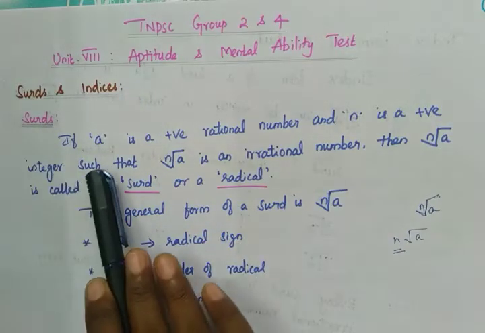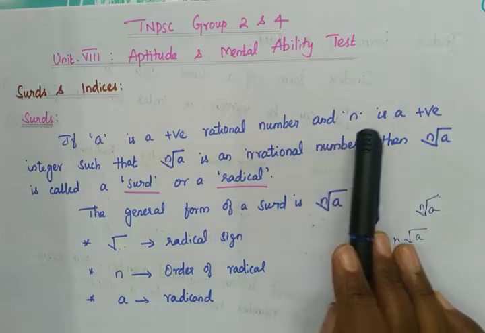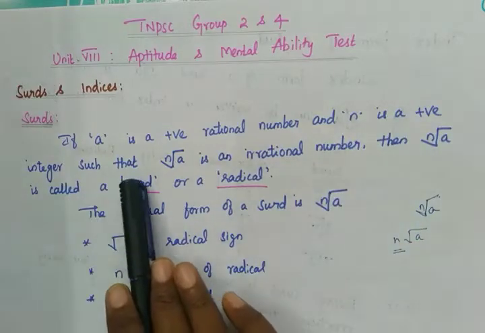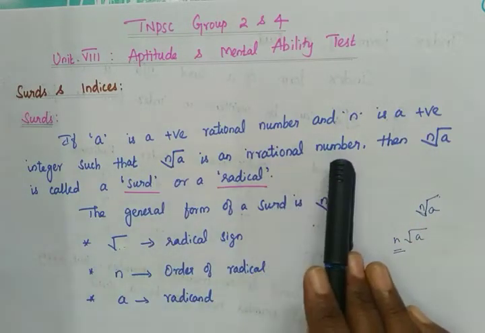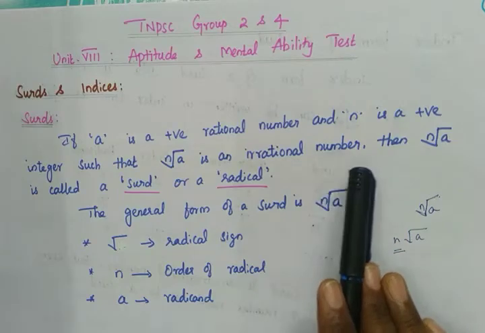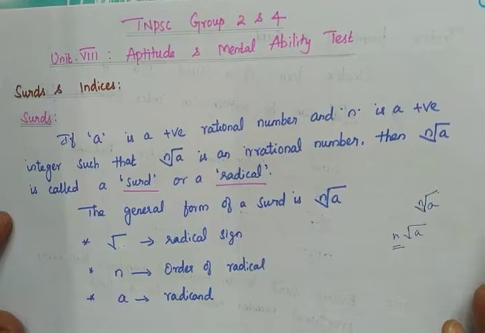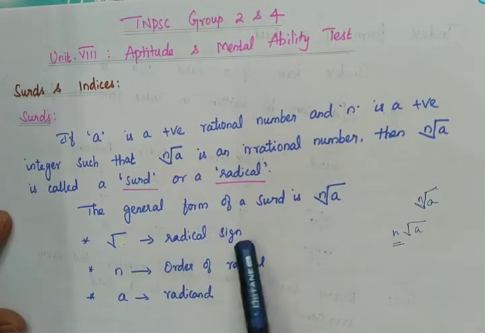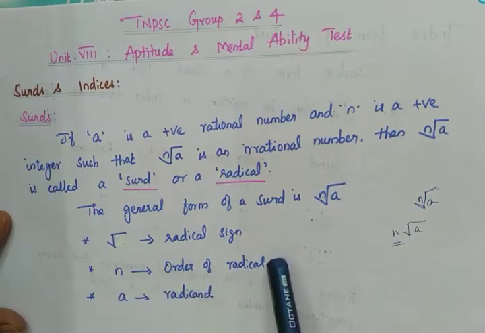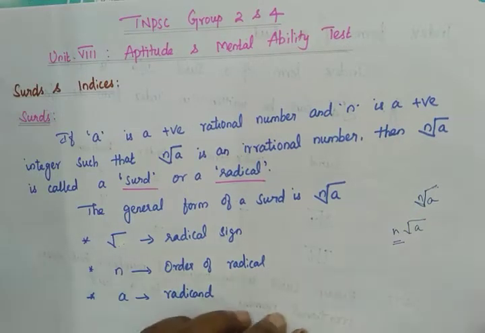What is a surd? If a is a positive rational number and n is a positive integer such that n root a is an irrational number, so you know what is rational and irrational number, then n root of a is called a surd or a radical. Here this root indicates the radical sign. n is the order of the radical and a is the radicand.